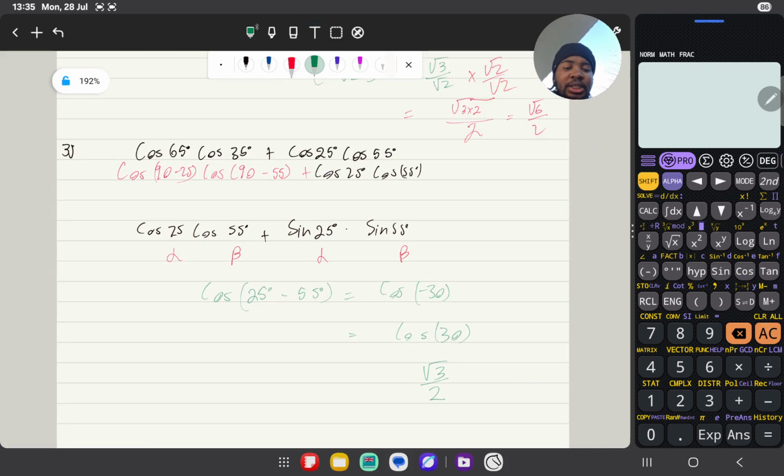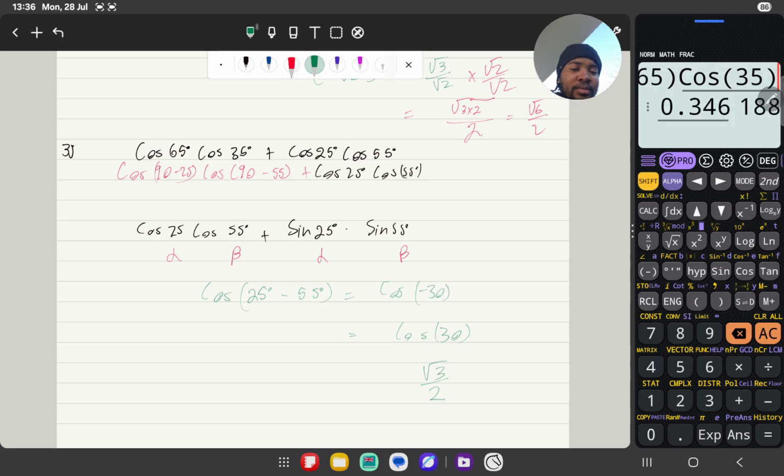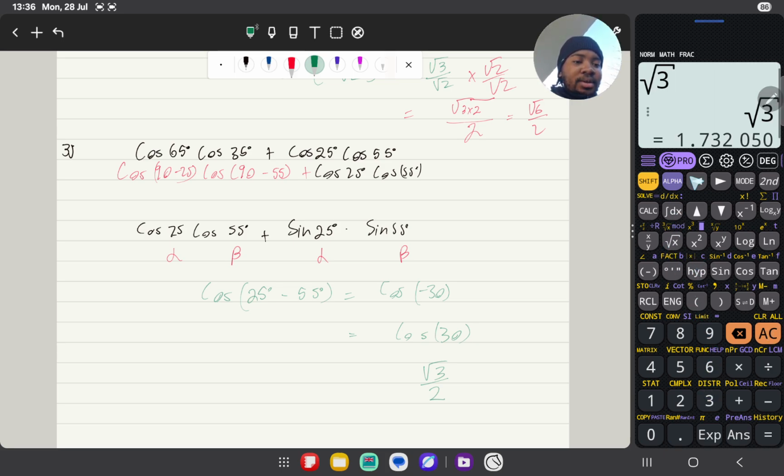Just want to verify with the calculator. So you have cos 65 cos 35 plus cos 25 cos 55. Okay, so we're getting 0.866, square root of 3 over 2 is 0.866. You see, so we're good.